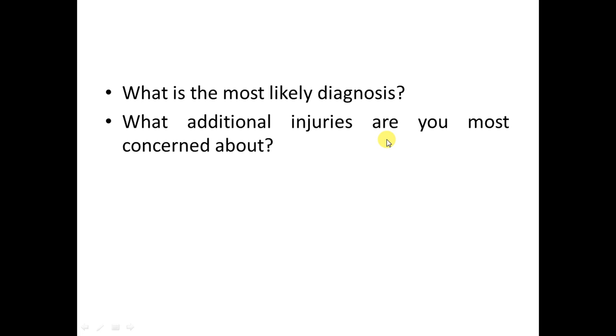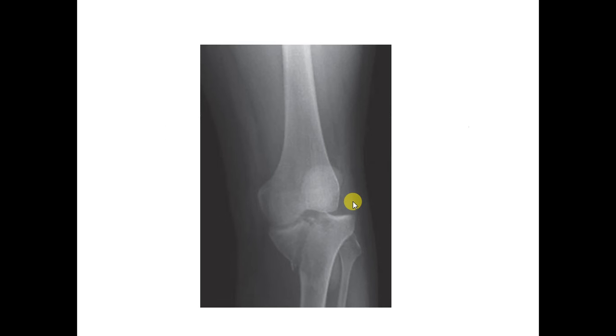What is the most likely diagnosis? Medial plateau Schatzker 4. What are the additional injuries? Everything. All soft tissue can be injured here, and neurology and vascularity could be injured. Thank you so much.